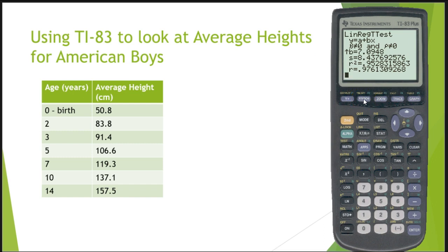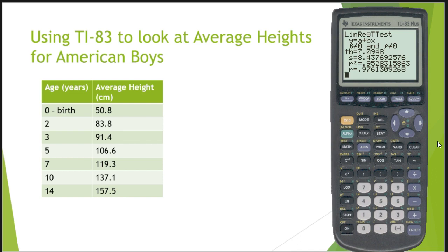So just a reminder, we've put our data in L1 and L2. We're told that the y-intercept, the a value, is 65.0876. The slope is 7.0948, meaning that every year our expected growth in a boy is about 7 centimeters. The r value, the correlation coefficient, is 0.9761.